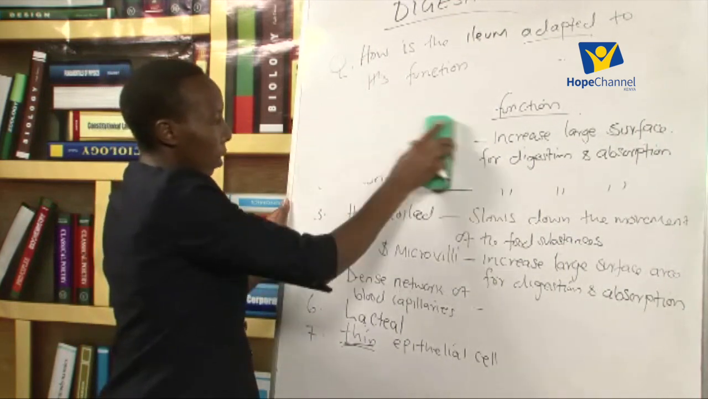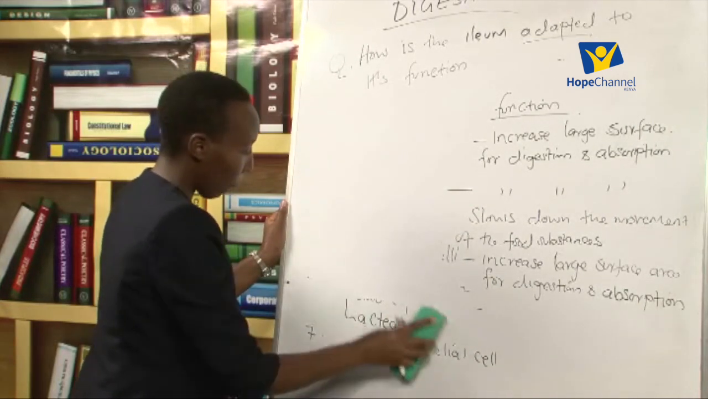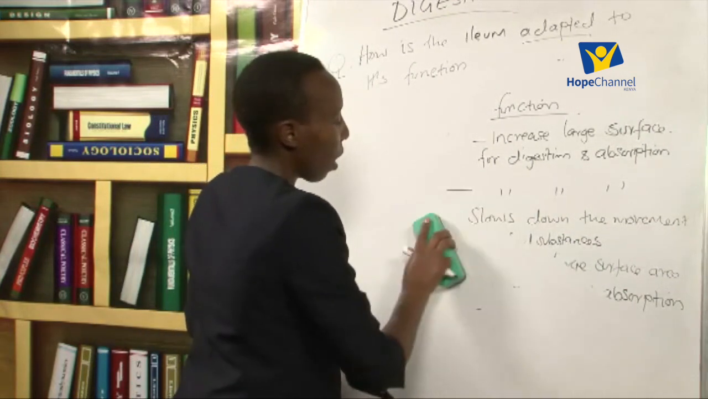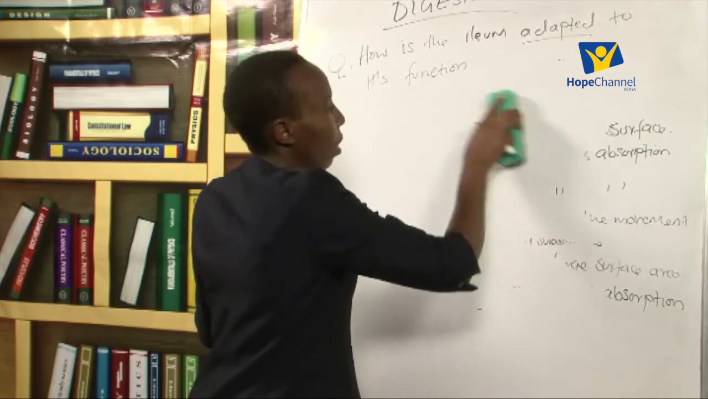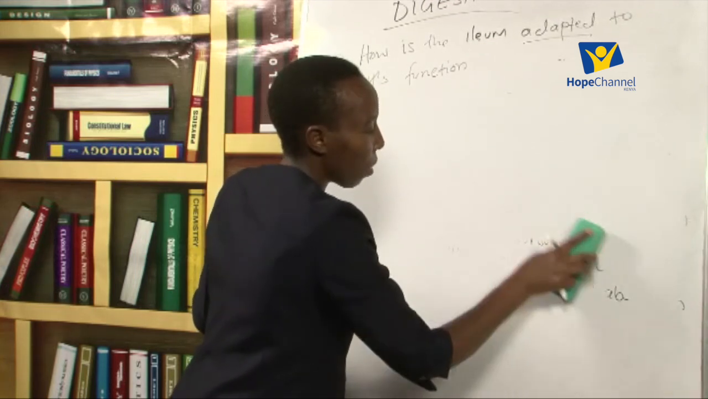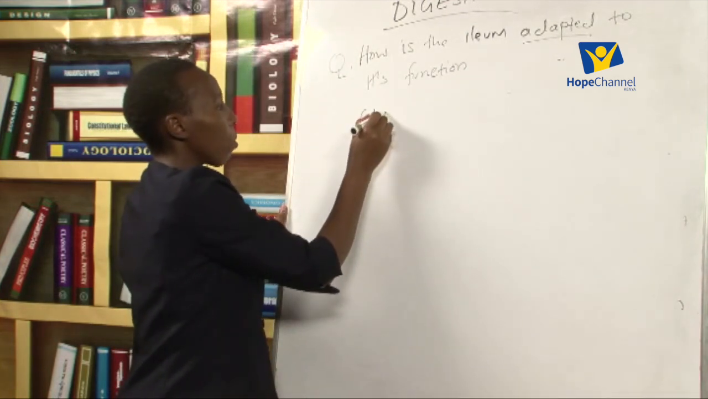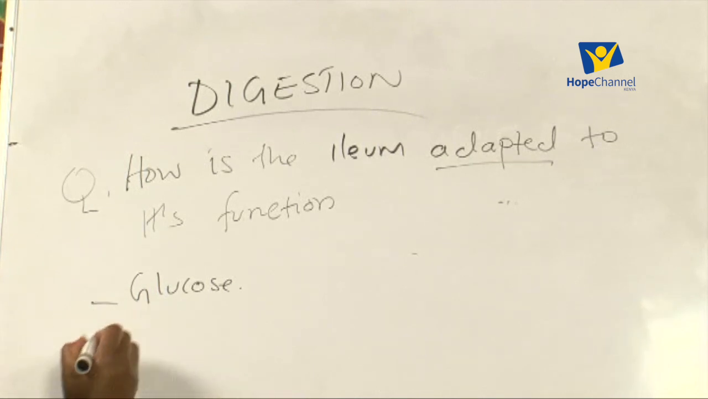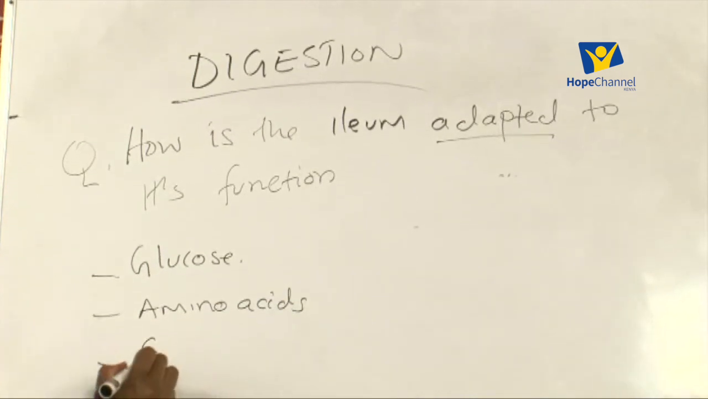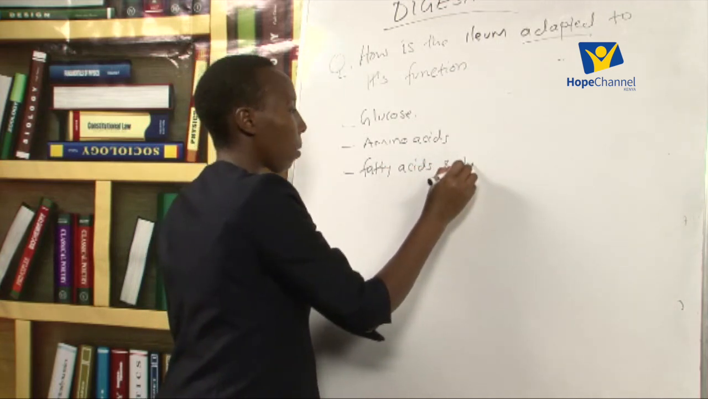Now, because we have discussed how digestion takes place, we want to see what happens during absorption. What happens during absorption? And what is it that is being absorbed? Remember we said it is the end products of digestion. So which are these end products of digestion? We said we have glucose, amino acids, and fatty acids and glycerol.